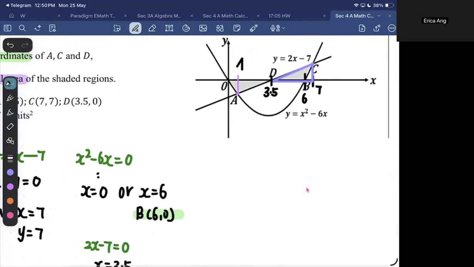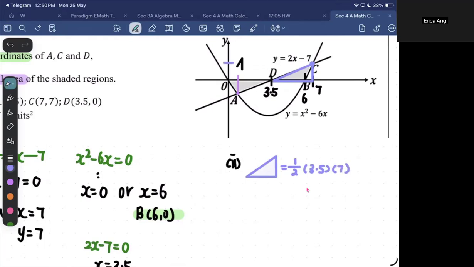I'm going to do the right side first. So when I do this part here, part 2, I do the triangle first. Triangle is easy because the area of a triangle is half times base times height. My C coordinate was 7, 7, so the y coordinate here is 7.